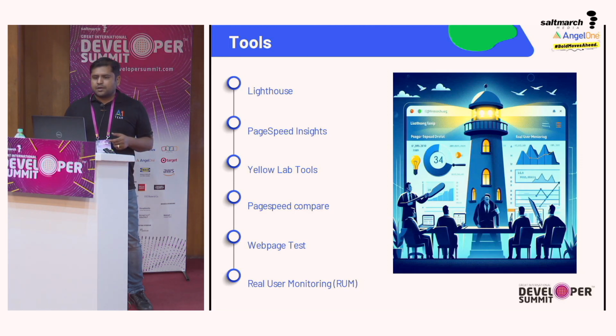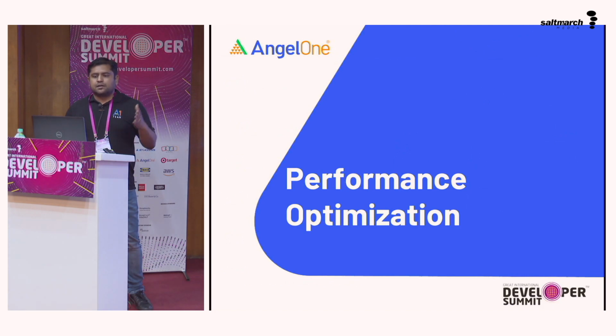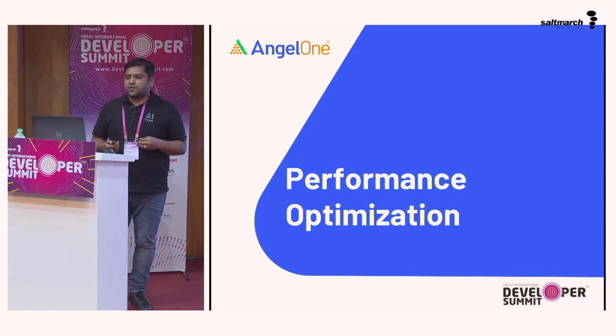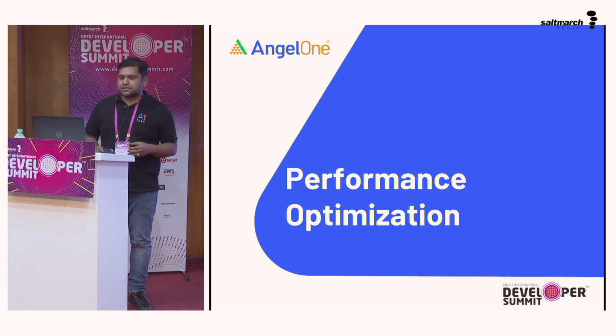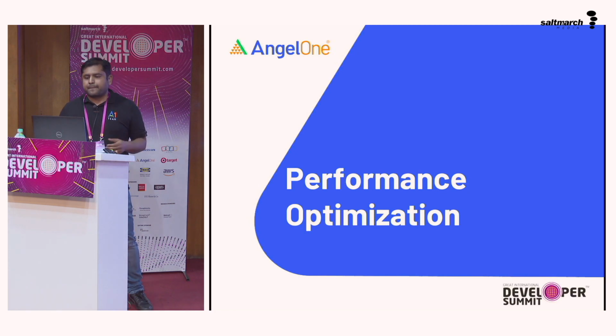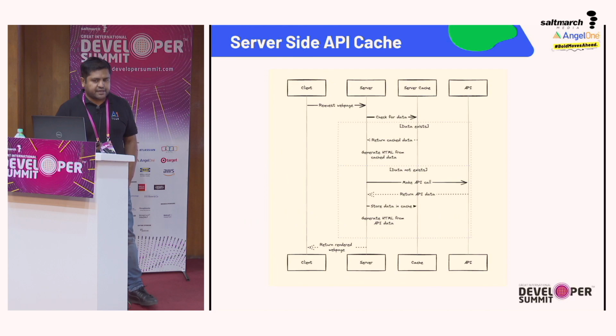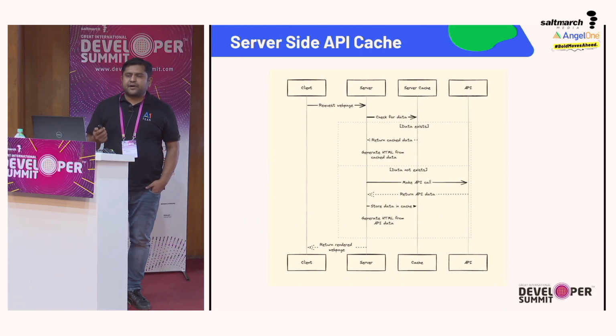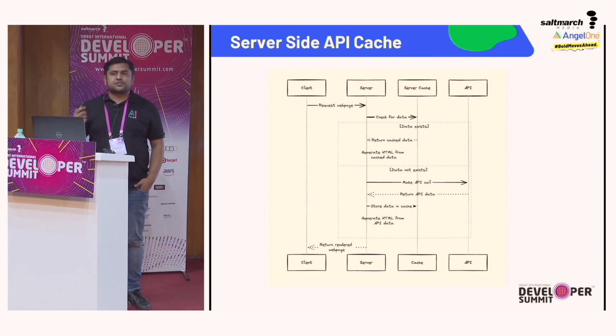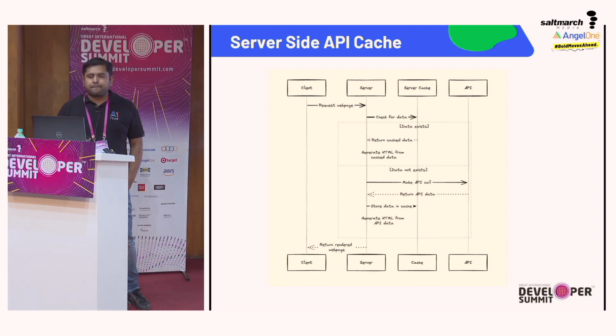So using all this data, we started doing our performance optimizations. We did a lot of performance optimizations. Some of them I will be speaking about today, not in any particular order, starting with server-side API cache. So we identified a list of APIs, maybe a config API, data APIs, whose data doesn't change very often. Now we implemented a short-term caching for that.